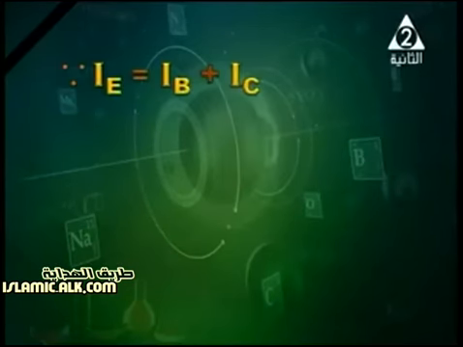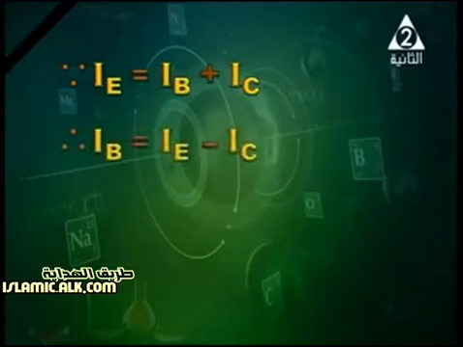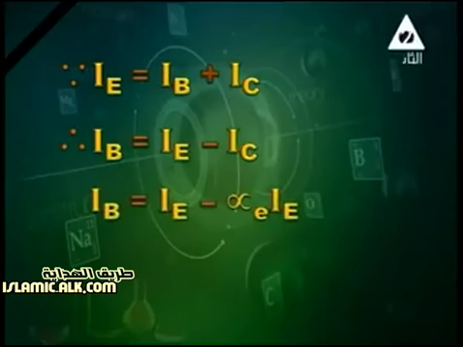Emitter current equals base current plus collector current. So, what about the base current? It's all easy. It is I emitter minus I collector. I collector equals alpha E times the emitter current. 90% of the emitter current will reach the collector. So collector current equals alpha E times I emitter.